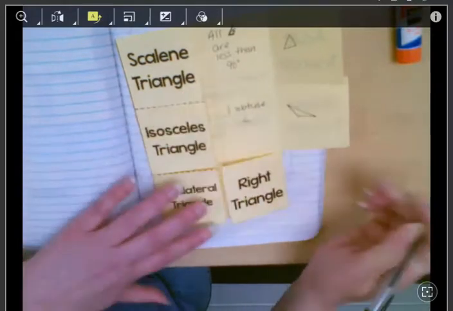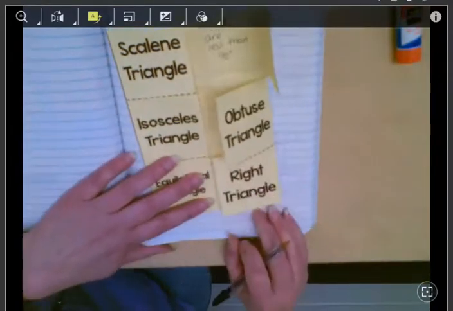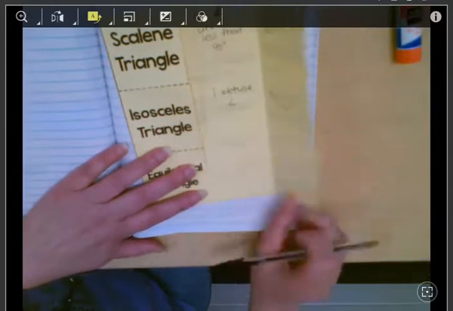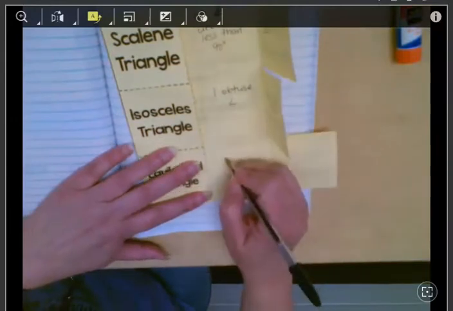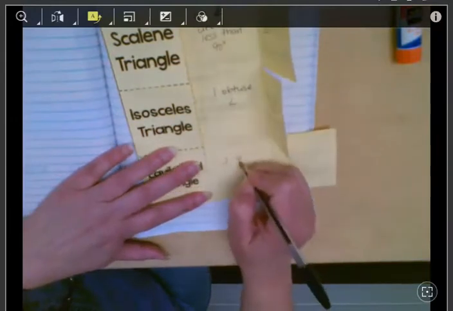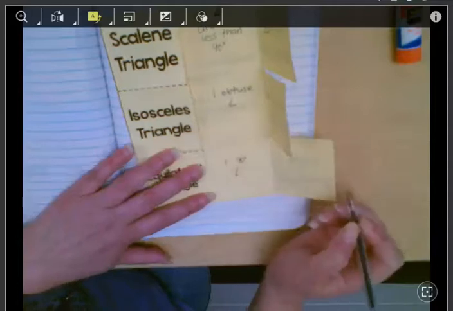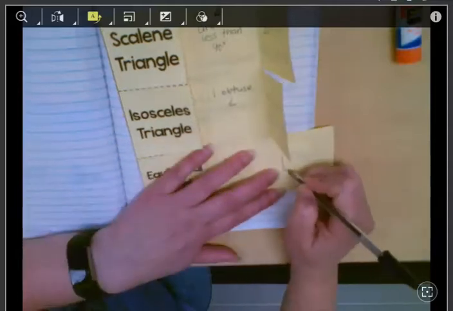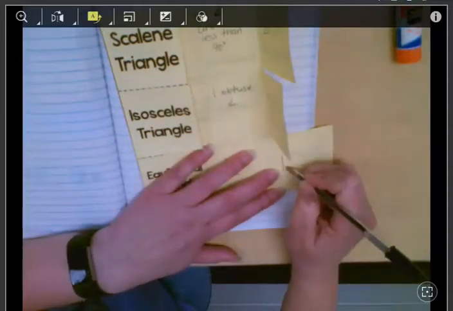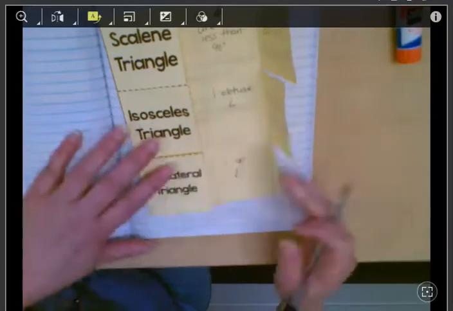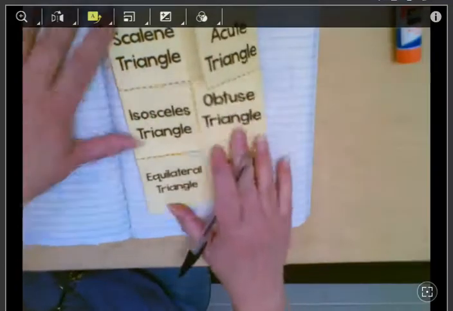Okay? And then a right triangle is exactly the same as what a right angle is. A right angle has one 90-degree angle. And so in a right triangle, you have to put that little square in it. That's a right angle. And then you connect them like that. Easy enough. So it should be a definition and a picture under each.